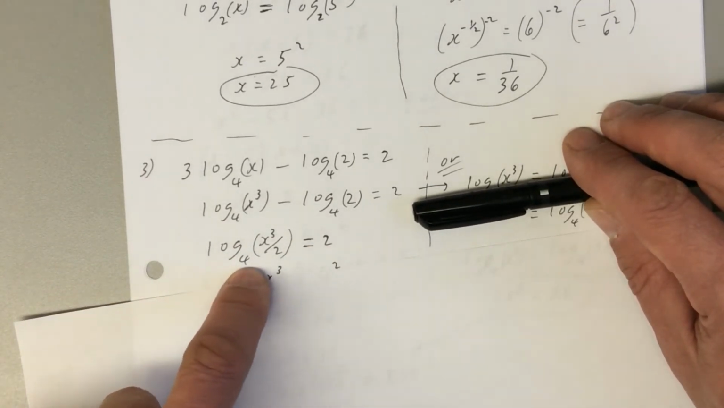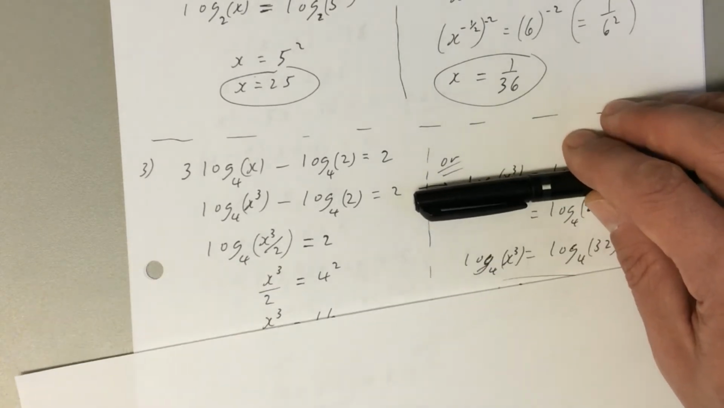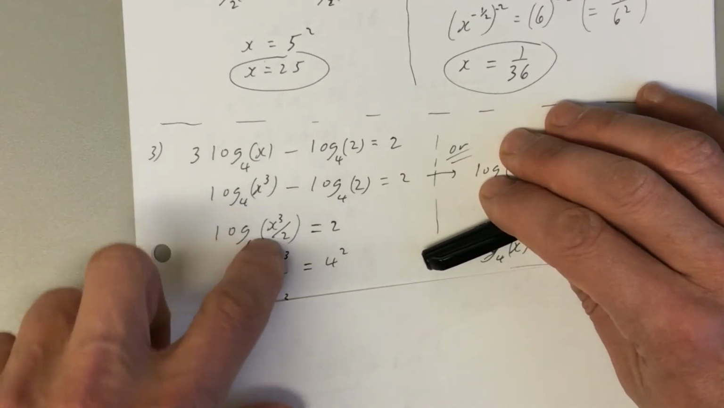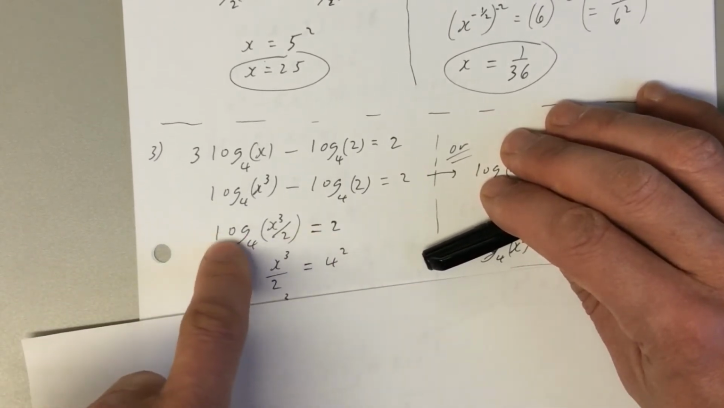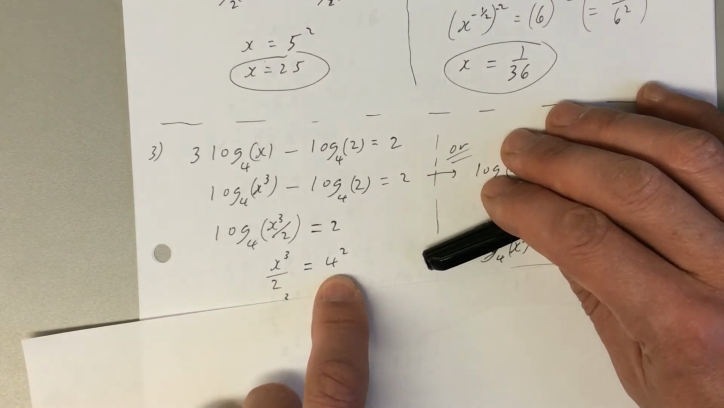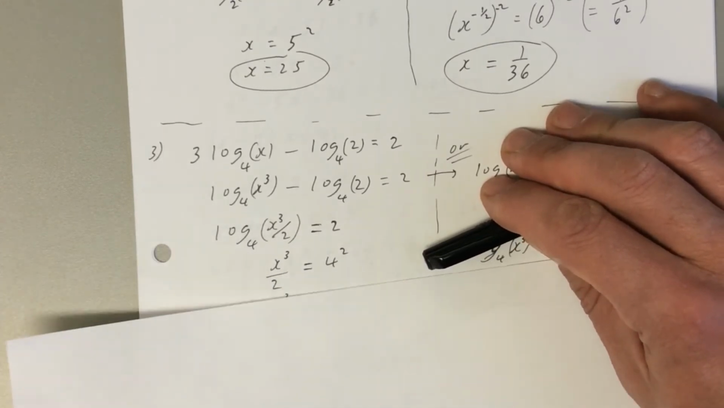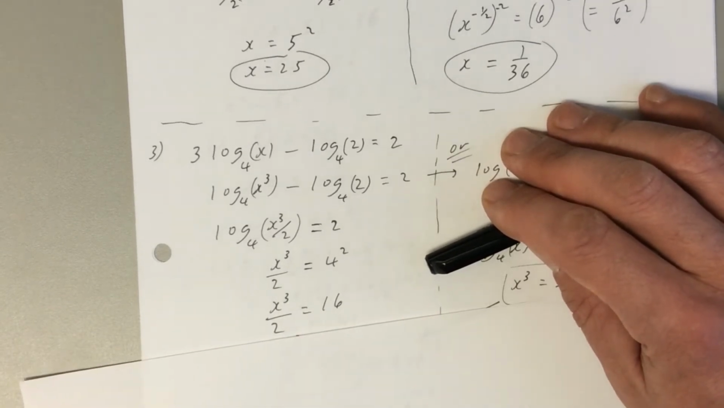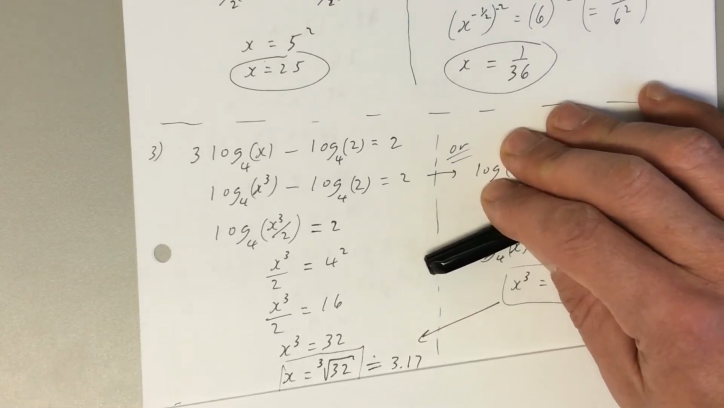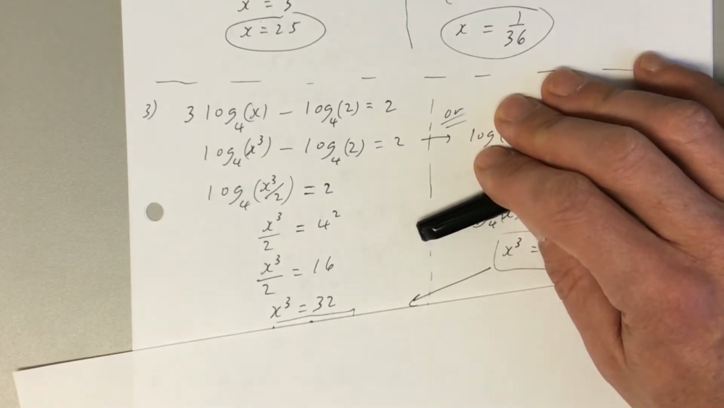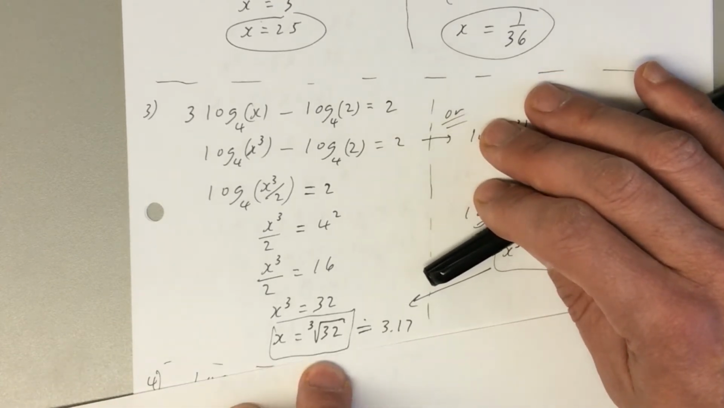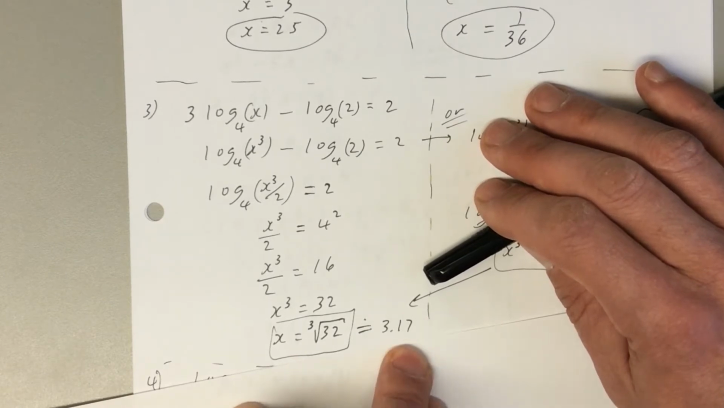Now we can get rid of the base 4 here by putting it on the other side as an exponent. So we've got x cubed over 2 equals 4 to the 2. That's how we undo the log. We use the exponential. And 4 to the 2 equals 16. So x cubed over 2 equals 16, and then x cubed equals 32. Now we can cube root, and we get x equals the cube root of 32 as an exact value, or 3.17 as an approximate value.